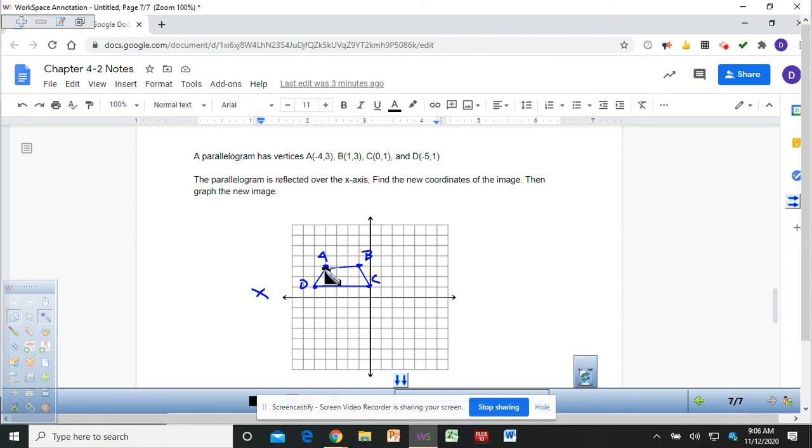So if we're flipping it over the x-axis, we're just going to go straight down until we hit that. So it's 1, 2, 3 spots away. So we're going to go 1, 2, 3 spots down like that. And that's our new A. B, we're going to do the same thing. So it's 1, 2, 3 spots away right there for B. C is 1 spot away. So we're going to go 1 spot this way. D is 1 spot away. So we're going to go 1 spot this way. And just like that, you did a reflection.